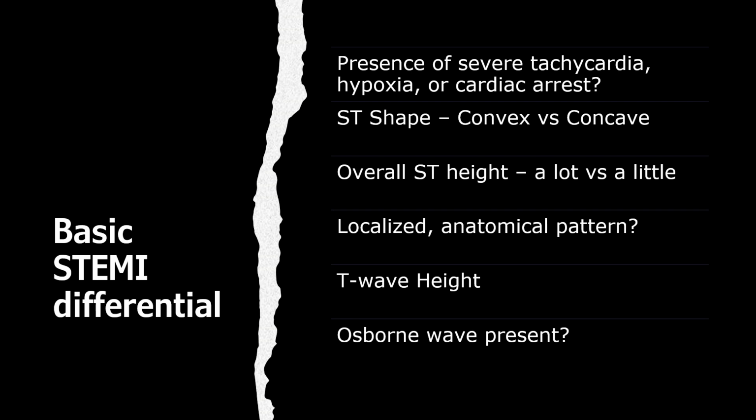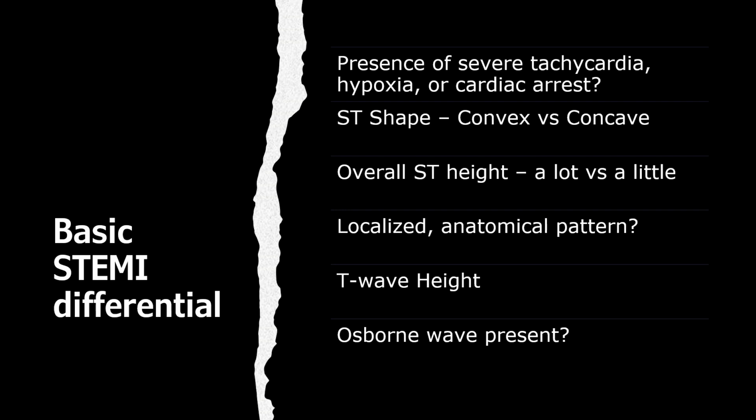Overall ST height is another one. Most of your mimickers are not going to produce massive amounts of ST elevation. And what do we mean by that? If your ST elevation is greater than 50% the overall magnitude of the QRS, that's a pretty good indicator in and of itself that you're probably dealing with a myocardial infarction or a true STEMI. Things like pericarditis, benign early repol, even the left bundles and ventricular pacers, none of them typically produce ST elevation to that degree, whether it's discordant or concordant elevation.